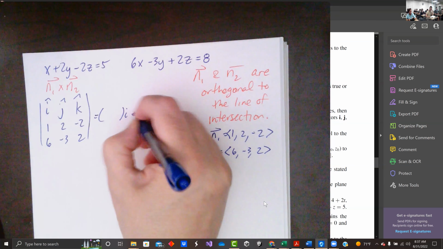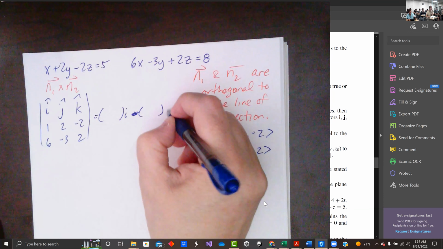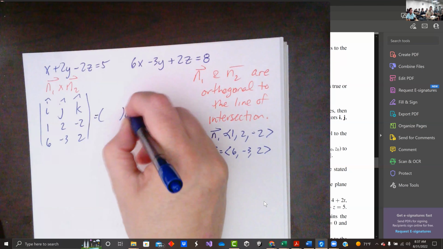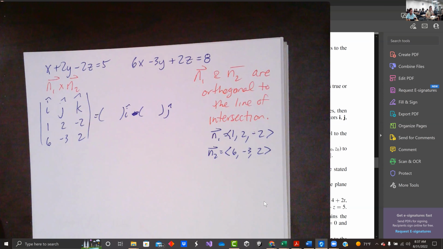So with that statement right there, is there a good way to visualize what that means? I don't know if I'm the only one having a hard time imagining what N1 and N2 being orthogonal to the line of intersection means. Is it orthogonal to the two planes? Is it orthogonal just at that specific line, where the two planes intersect?